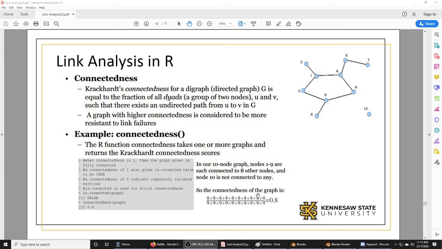So what it does is it takes how many nodes each one is connected to. Let's look at node 1. 1 is connected to 8 other nodes. How many other nodes are there? 9. 2 is connected to 8 other nodes. How many nodes are there? 9. So on and so forth. 10 is connected to how many other nodes? 0. How many other nodes are there? 9. So we get a 0.8 connectedness.